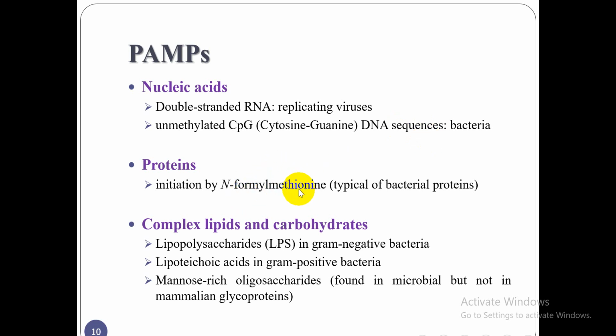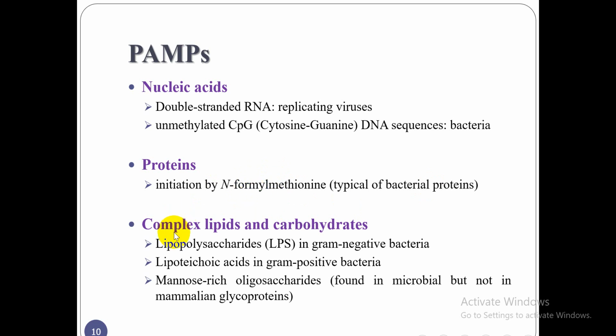About the PAMPs that are proteins, the initiation of proteins by N-formylmethionine is a typical characteristic of bacterial proteins. For example, in human, the proteins do not initiate with N-formylmethionine. This structure is present in bacterial proteins, and this feature is a kind of PAMP.